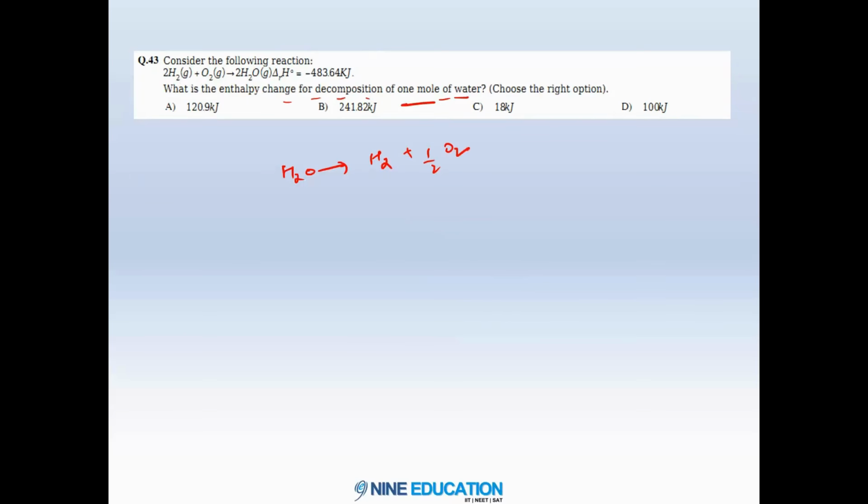Decomposition, not dissociation. If it is dissociation, then it would dissociate into H plus and OH minus, and then this data will not be enough. But here we are talking about decomposition only. So water is decomposing into hydrogen and oxygen. So, a clear-cut answer. You just need to reverse it and divide it by half. You are going to get the answer, right?